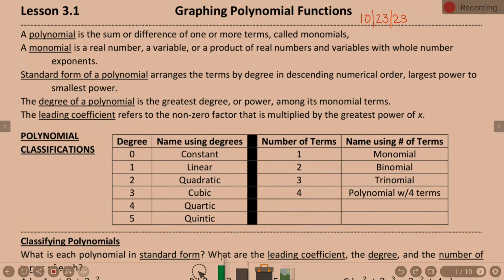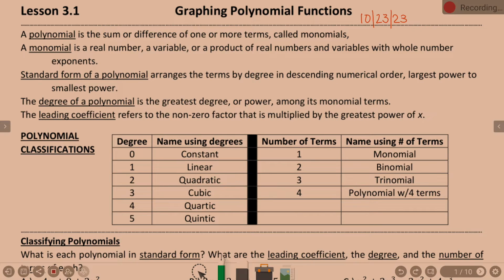Chapter 3 takes us into polynomials. So we're going to start today with a little bit of vocabulary because we've got to know what a polynomial is. And you've worked with polynomials lots, so you just probably don't use that vocabulary. So the definition I have up here for a polynomial: it's the sum or difference of one or more terms that are called monomials. Okay, so polynomial, when we're factoring, those are polynomials we're factoring.